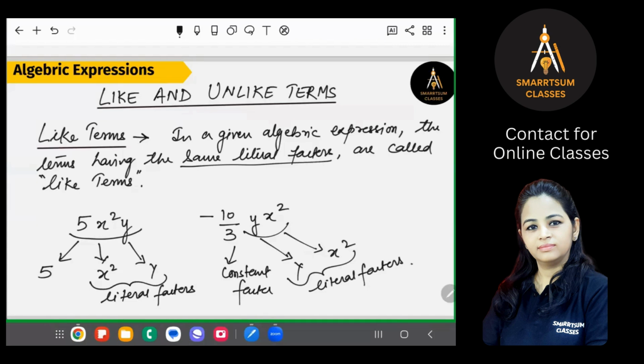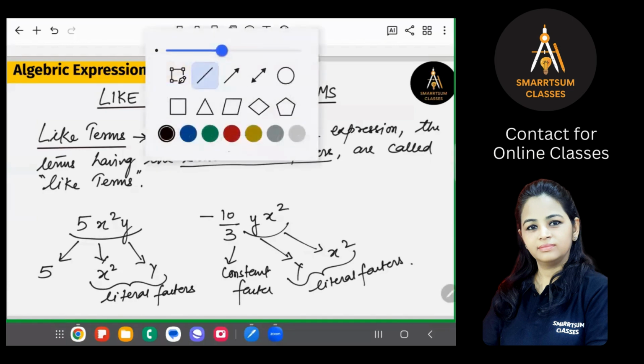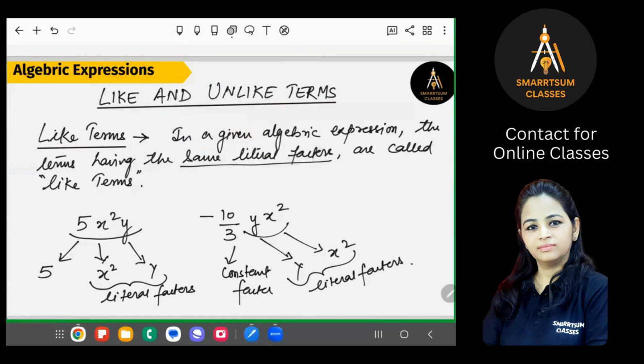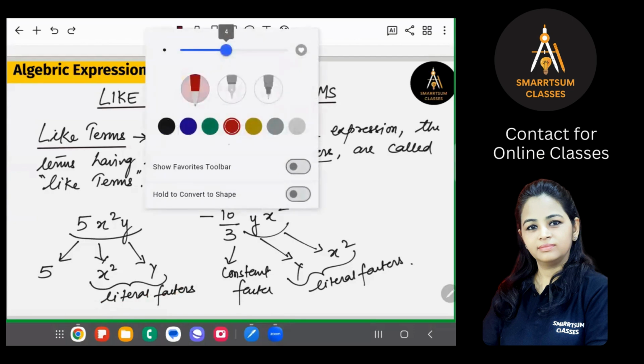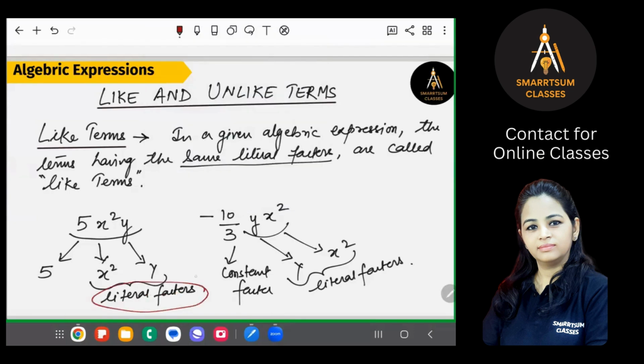So there is a constant factor and literal factors. Now, how we will identify the terms are like? We will check the literal factors only, right? We will not check the constant factor. There is no relation with the constant factor for like and unlike terms, right? So what we will check? We will check the literal factors. Are they same or are they different? Are you getting it?